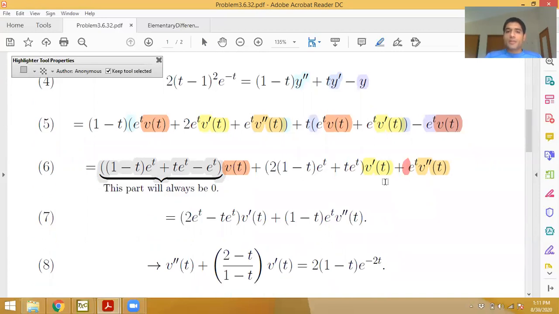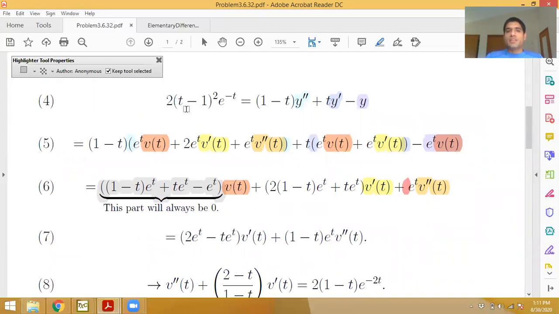The conclusion is that 2 times t minus 1 squared times e to the negative t, so this is equal to this. And now this looks like a second order differential equation, but we're going to see shortly that it's really a first order differential equation if we look at it as a differential equation for the function v prime instead of the function v prime prime.